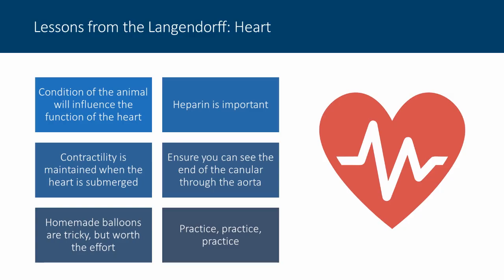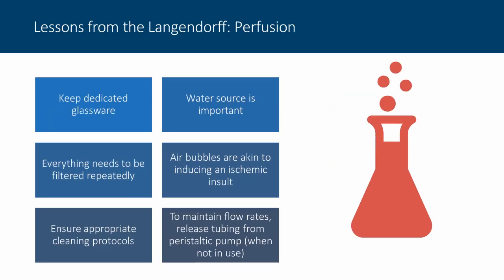So practice, practice, practice. As far as the lessons we've learned from perfusing, it's important to keep dedicated glassware. Don't swap glassware, don't use it for other purposes. If it's for a buffer, it's always used for that single buffer. The choice of water source is incredibly important. If your hearts aren't making it through baseline, try your water source. Everything needs to be filtered, and it needs to be filtered repeatedly. That's because, once again, especially if you're using a small rodent model, even small particulates are akin to an ischemic insult. And the same can be said for air bubbles.